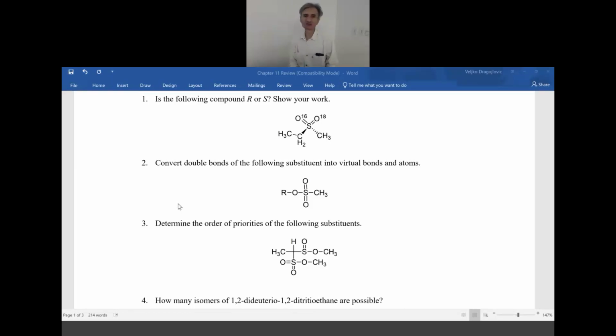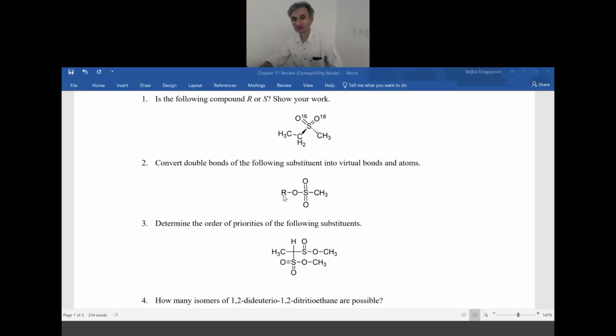This is a kind of compound that we cover early in the 2nd semester. This kind of compound is a good leaving group. Sulfonate ester, sulfonic acid ester. Now you don't need to know that. All you need to do now is convert these double bonds into virtual bonds and atoms. Because this compound has heteroatoms, sulfur and oxygen, no carbons, and just like the previous one, I intentionally selected sulfur as the chirality center. And there are two double bonds.